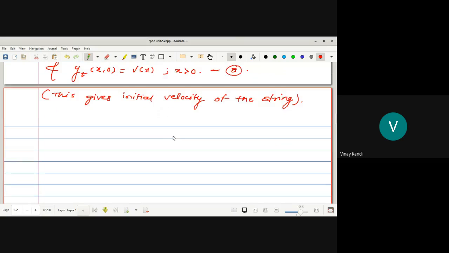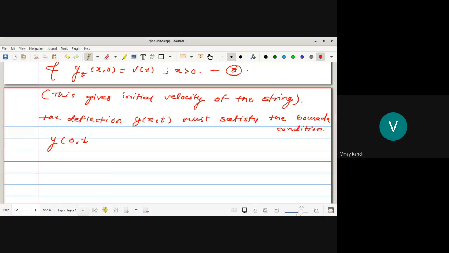Now the boundary conditions. The deflection y(x,t) must also satisfy the boundary conditions. Which ones are the boundary conditions? Look here: y(0,t), at the point x equal to 0, and at point L.